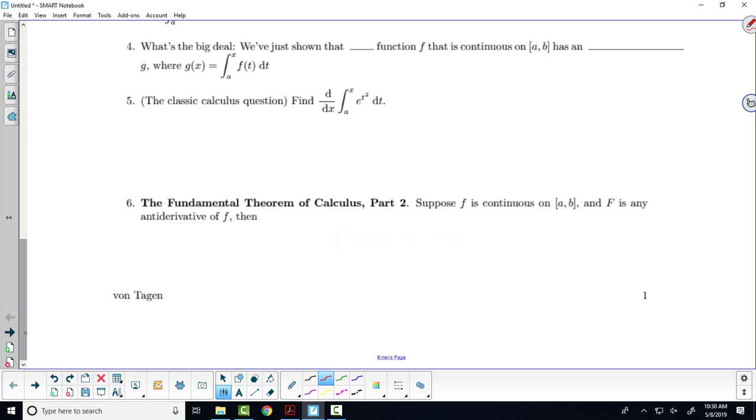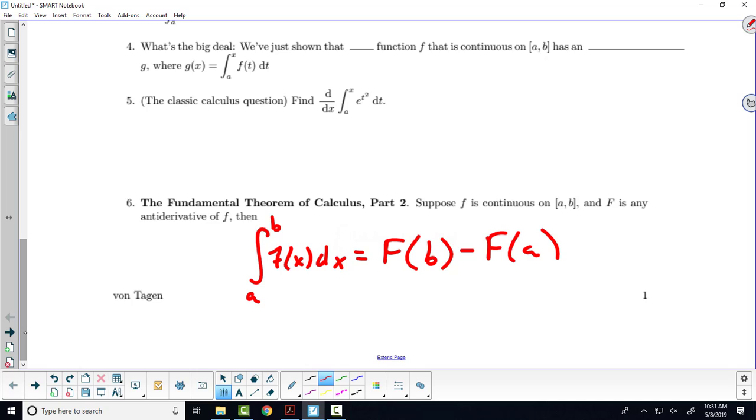All right, fundamental theorem of calculus part 2 is the practical one. Part 1 is the heavy lifting, part 2 is the practical application. What does the fundamental theorem part 2 say? It says the definite integral of f of x dx is simply the antiderivative evaluated at the upper and lower endpoints and looking at that difference.